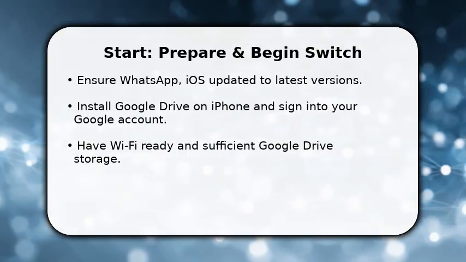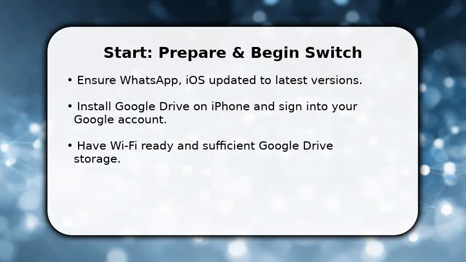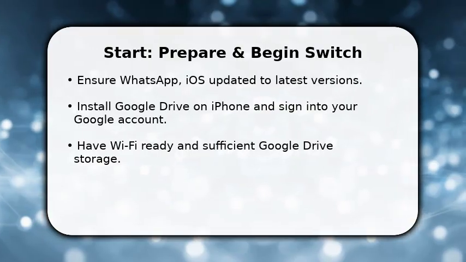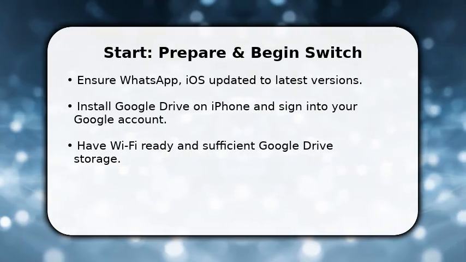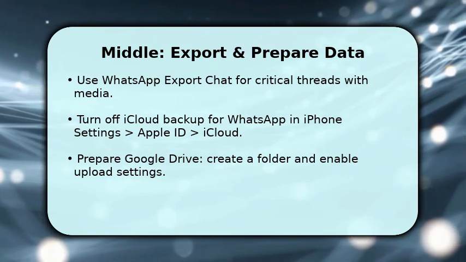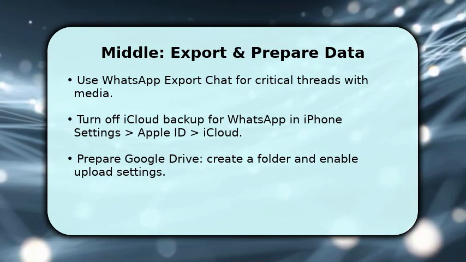Now open WhatsApp settings, Chats, Chat Backup to view current iCloud backup details. Make a note of backup size and last backup date before proceeding. You'll need to export important chats and then stop iCloud backups so files aren't duplicated.